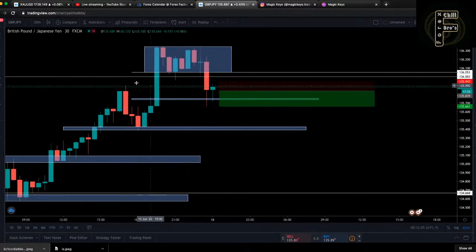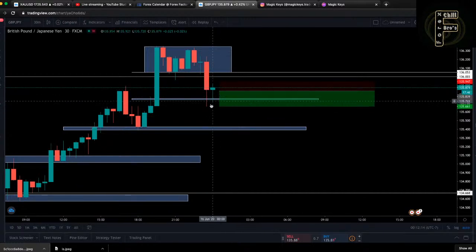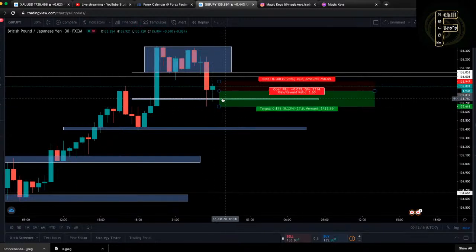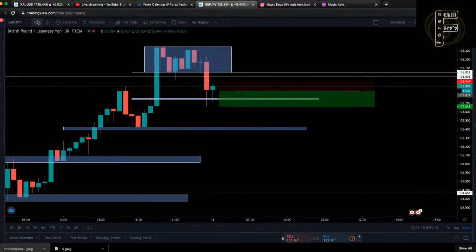Like you can see, look at your left. Look at this level. It formed resistance, and look, it came here, it formed support. So we might be heading up. And if you look at 30 minutes, this 30 minutes did not break the low of this 30 minutes. So there are high chances we might be heading up, but we need to see in the 15 minutes.